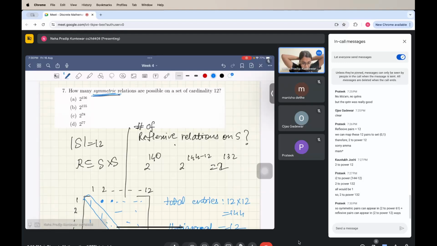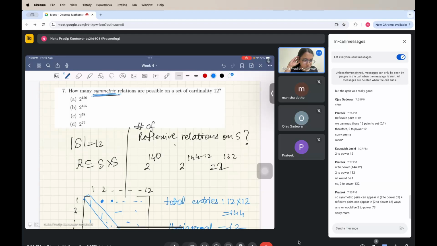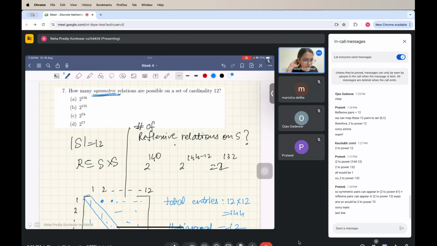Okay, so Pratik says symmetric pairs can be 2 to the 61 plus reflexive pairs can be 2 to the 12. Okay, I think yeah, that is correct. Why are you getting 73 though? You have 12 plus 122. Oh, okay, okay, good. So I think the idea is correct.